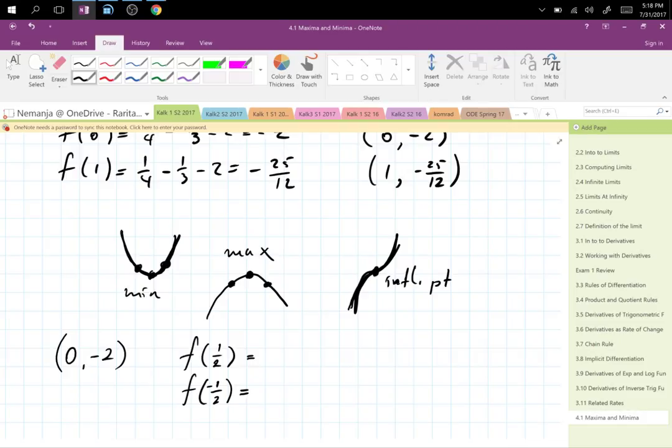Yeah, it's a fourth. So it will be 1/2 to the fourth divided by 4 plus 1/2 cubed divided by 3 minus 2.